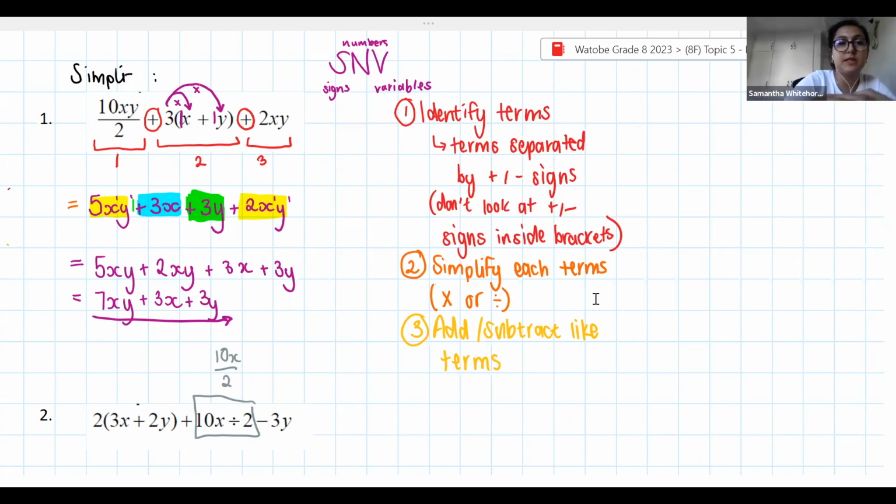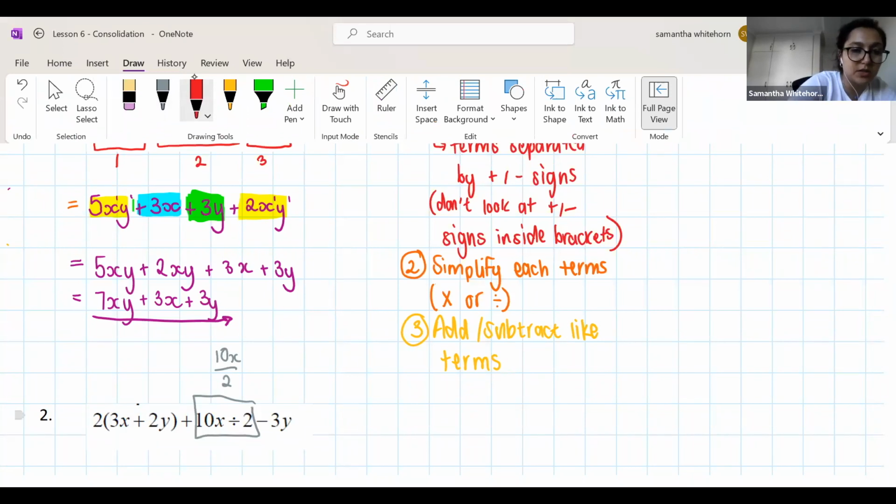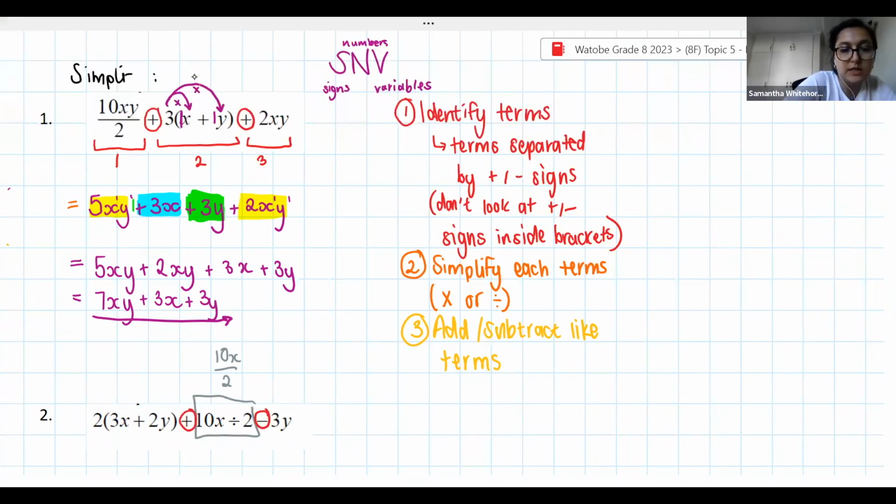Right, if we're feeling a bit stuck, I'm going to help you just with the terms. If you are absolutely fine, that's cool. So remember, we look out for our plus or minus signs. We ignore the ones that are in brackets. So this first bracket times 2 is my first term. Then I've got the fraction or the division as my second term. Then I've got minus 3y as my third term.